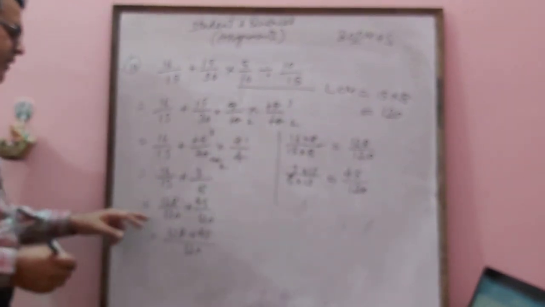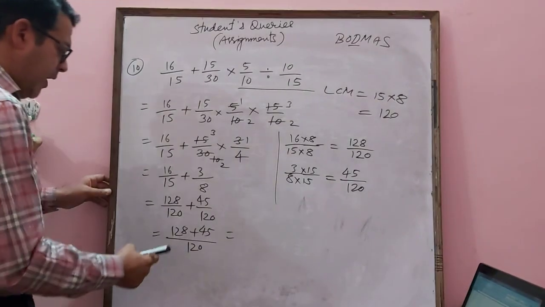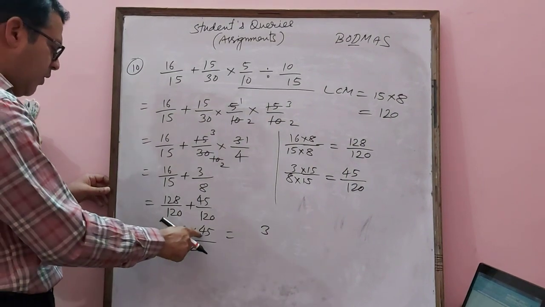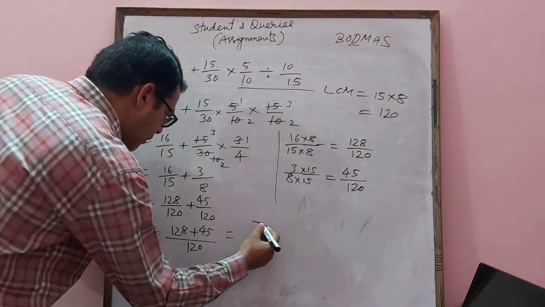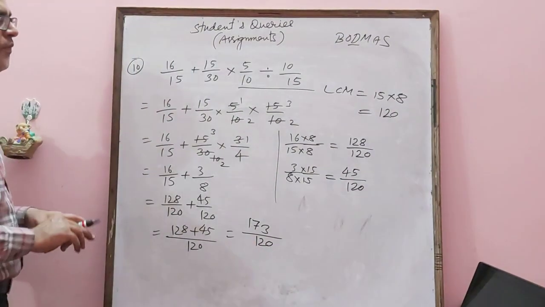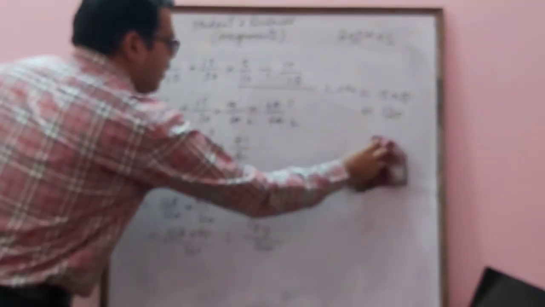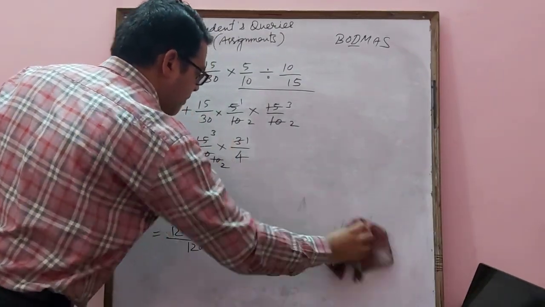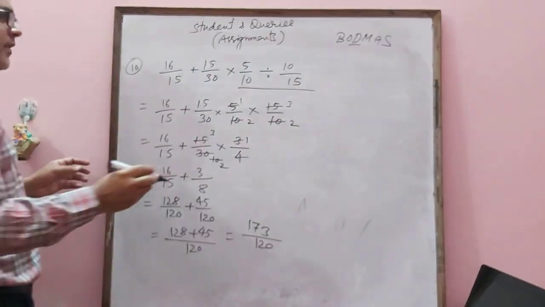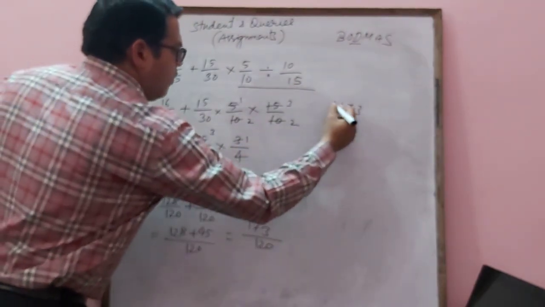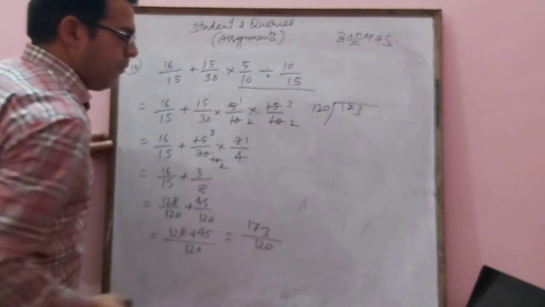Now as per rule, we can directly add numerators since these are like fractions. So what do we have here? 8 and 5, 13, carry is 1, 4 and 1, 5 and 2, 7, then 1, 173 by 120. So 173 by 120 is an improper fraction. So we should write it as a mixed fraction.